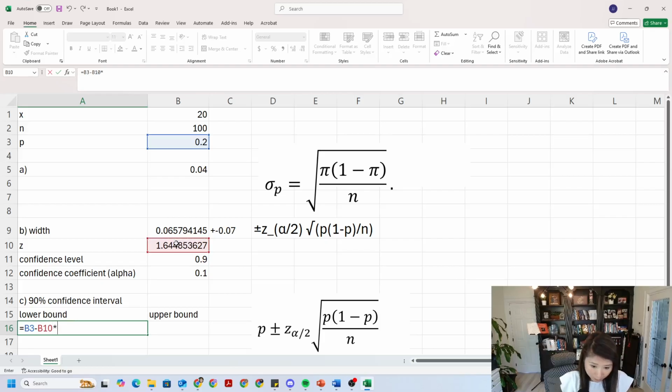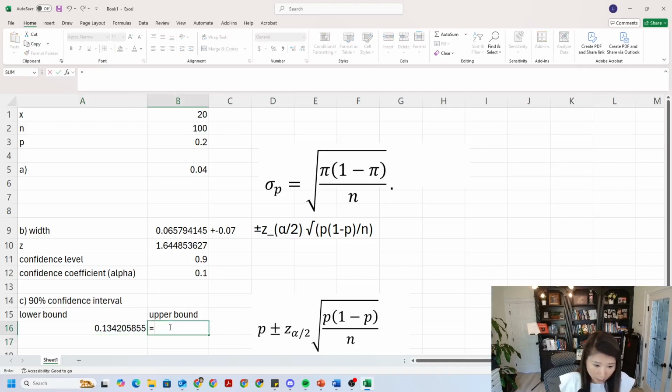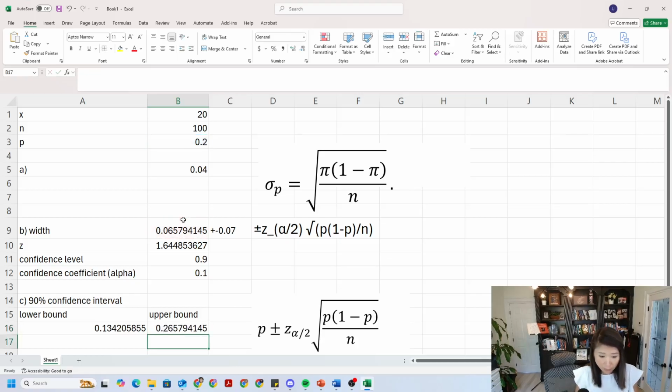And then times, actually, you don't even need to go that far because we already calculated the width, right? The number we have here is literally the number right behind the plus minus sign. So I can subtract the width already calculated, and that gives me the lower bound. And my upper bound is equal to p plus the width. So the 90% confidence interval for the proportion of medical students choosing family care will be between 13.42% and 26.58%. That is the lower and upper bound.